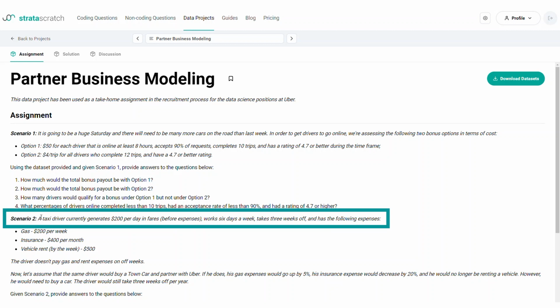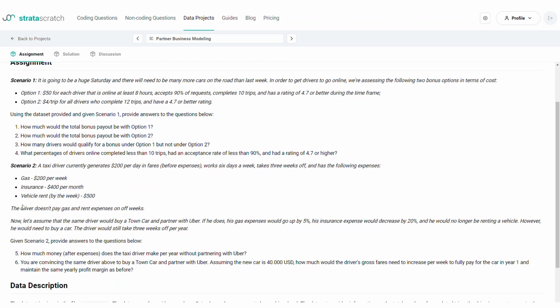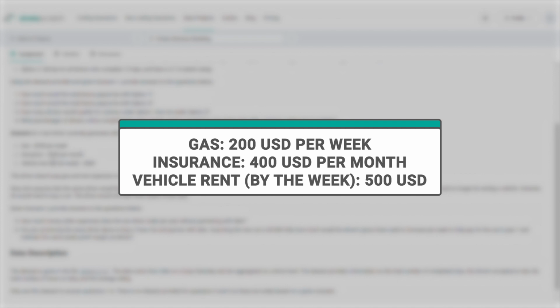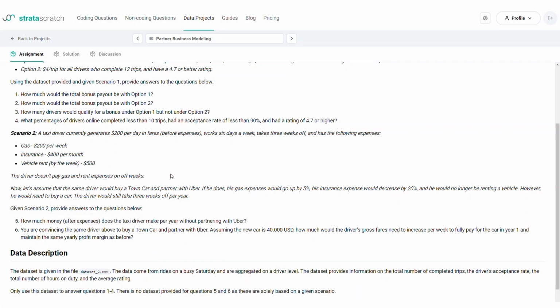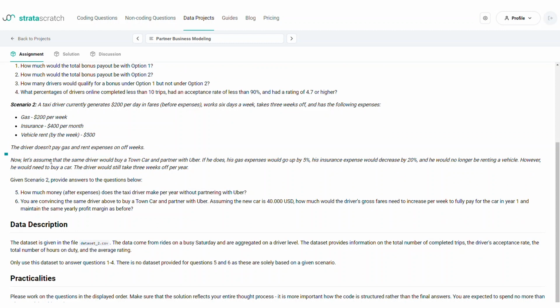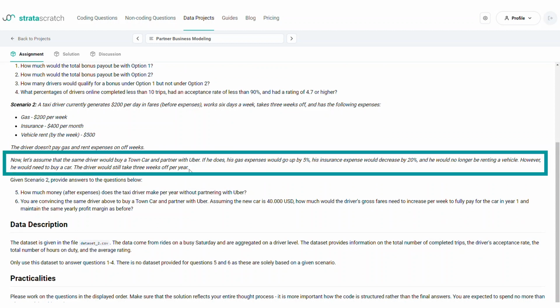Here, a taxi driver currently generates $200 per day in fares before expenses, works 6 days in a week, and takes 3 weeks off and has the following expenses: a $200 per week gas expense, $400 per month insurance expense, and the vehicle rent by the week of $500. The driver does not pay gas and rent expenses on off weeks, so let's assume that the same driver would buy a town car and partner with Uber. If he does, his gas expense would go up by 5%, his insurance expense would decrease by 20%, and he would no longer be renting a vehicle.